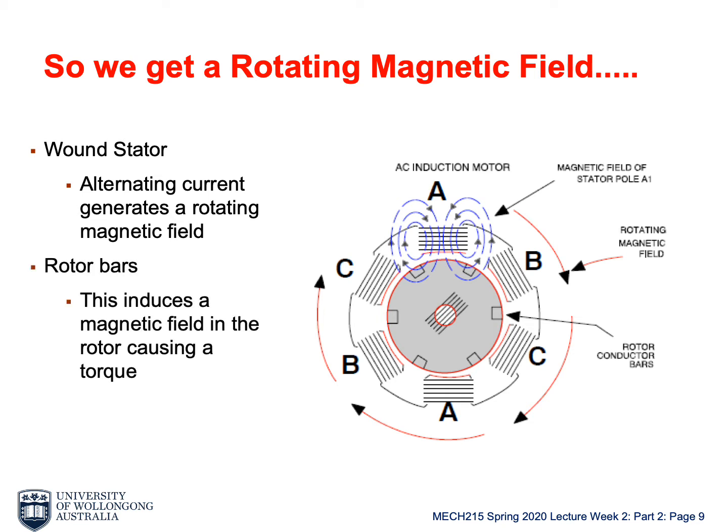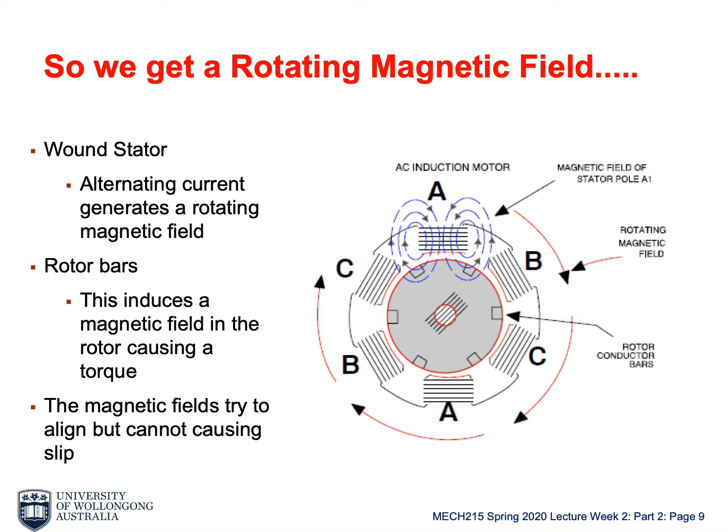In the rotor bar, the excited current will generate another magnetic field, and this magnetic field is trying to align with the rotating magnetic field from the stator. It's trying to catch up, but never actually catches up, because if it did catch up, then there would be no current inside the rotor. So it's always trying to catch up, a little bit behind, which we call slip.